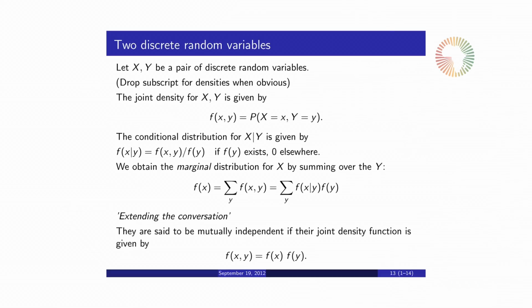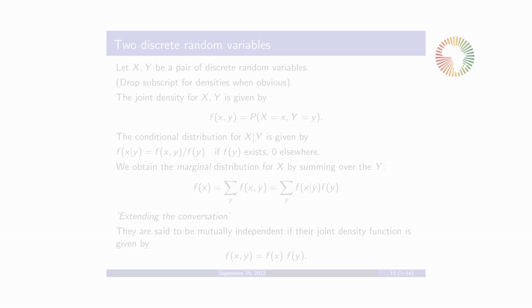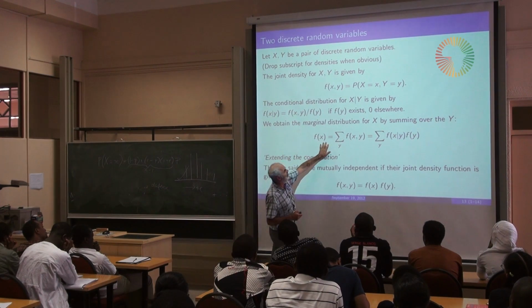This is to do with joint distributions of two variables, a pair of discrete random variables. We just define the joint distribution as the probability that x equals x and y equals y. And then we can get a conditional distribution, which, remember the definition of conditional probability, it just follows immediately that this is our definition for distributions. The probability of x given y is the joint distribution divided by f of y, if it exists. So that's so straightforward. This one is really important.